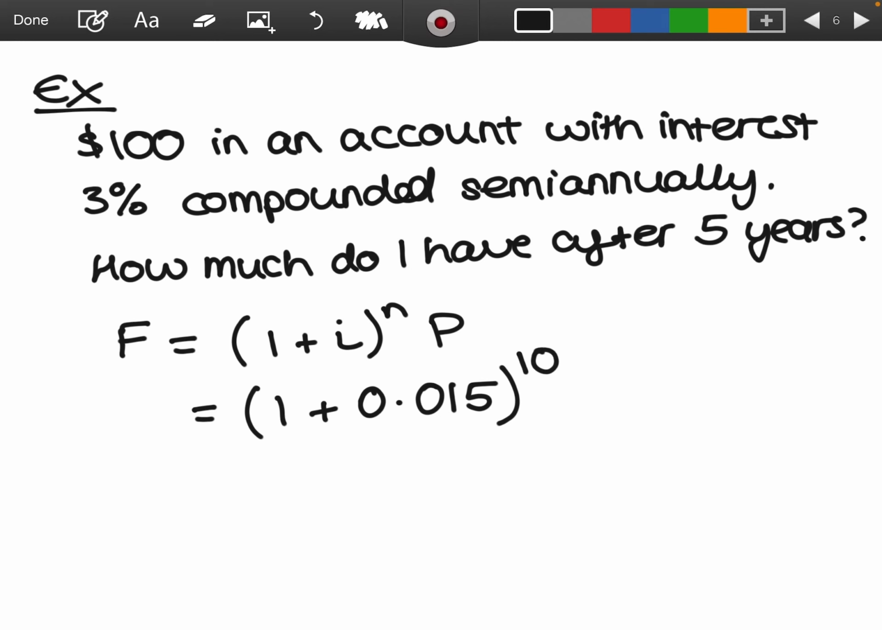Okay, I'm looking at after 10 pay periods here. So N is 10 and my principal value is $100. So you can go ahead and type this into your calculator. And you should get $116.05 if you were to round that up.